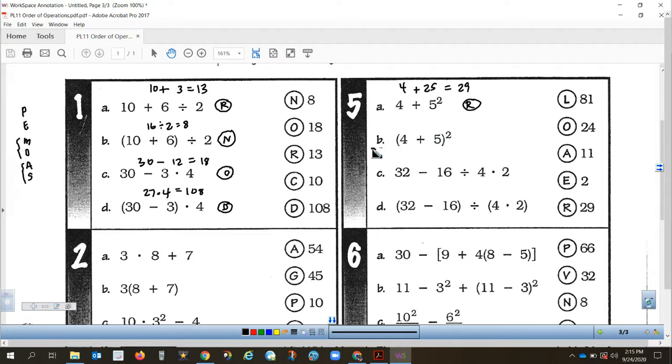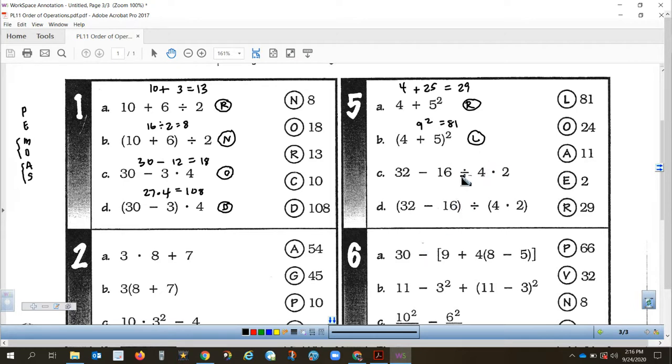All right, what do I have right here? I have parentheses. So I'm going to do what's inside the parentheses first. 4 plus 5 is 9. 9 squared is 81. 81, there's L. Woohoo! All right, feeling good in the neighborhood.